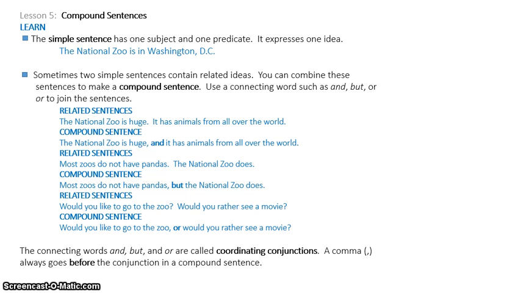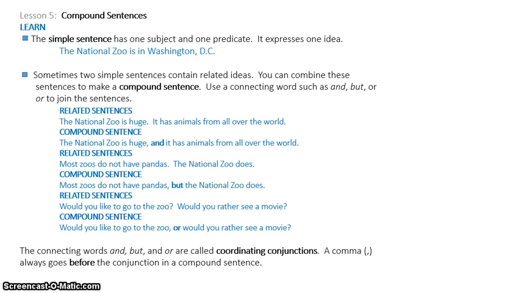It says the simple sentence has one subject and one predicate. It expresses one idea. So, the National Zoo is in Washington, D.C. Okay, the subject is the National Zoo, and the predicate in that case is the word is. All right. Sometimes two simple sentences contain related ideas. You can combine these sentences to make a compound sentence. Use a connecting word such as and, but, or to join the sentences.